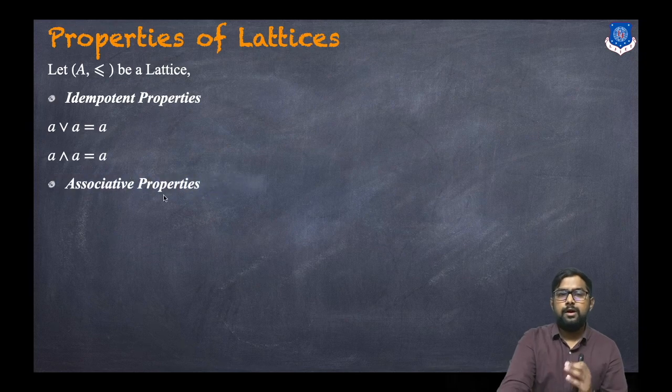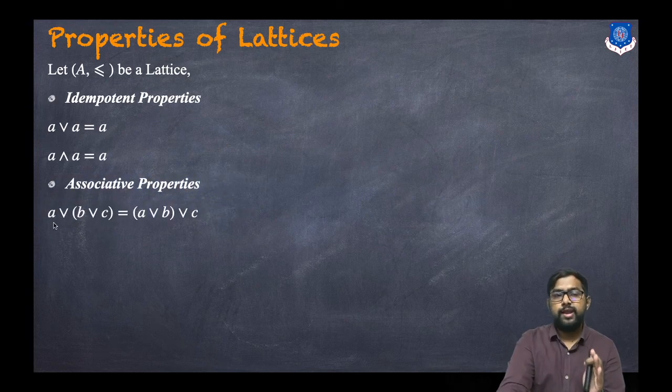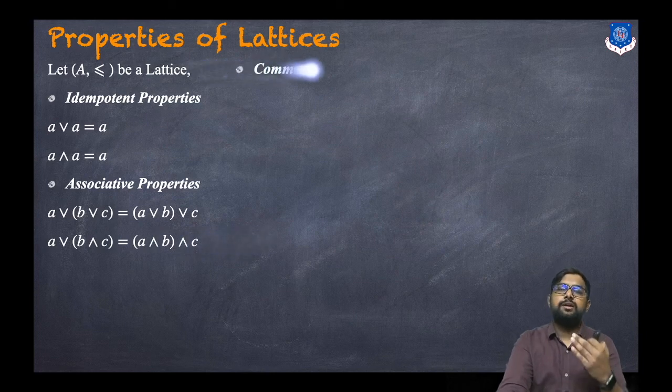Second, the associative property. So what does that tell? (A ∨ B) ∨ C equals A ∨ (B ∨ C). This ∨ is the least upper bound. So it means that we can change the brackets, so it is associative. In the same manner, it will hold for the greatest lower bound.